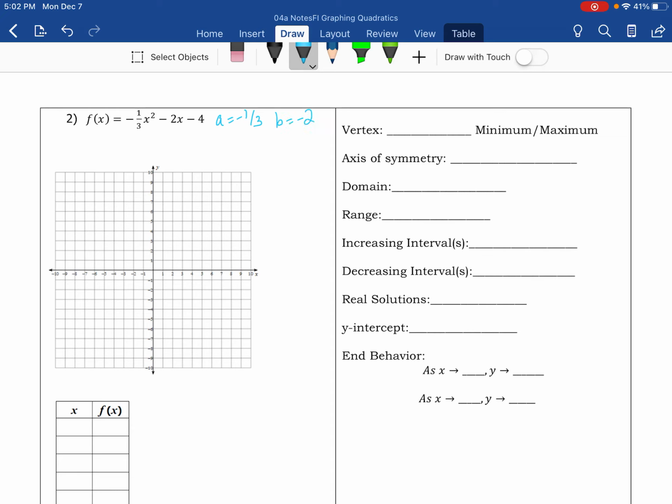So for this one, my a value is negative 1/3, my b value is negative 2. X is equal to negative b over 2 times negative 1/3. So this one's a little bit messy. It's going to be positive 2 over negative 2/3. Dividing is the same thing as multiplying by the reciprocal. So I multiply this by 3 over negative 2, so I flip it. And so this is going to be 6 over negative 2, and so the x value of my vertex is going to be negative 3.